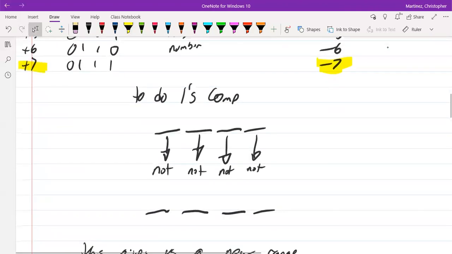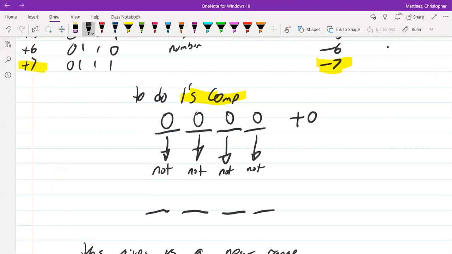Well, the way 1's complement is done, we're going to start off with some number. For example, let's say we're starting off with all zeros. We know this is positive 0. And the way we're going to do 1's complement is we're going to take one of these bits at a time. And when we take one of these bits, we're going to not it. We're going to take the complement or the negation of it.